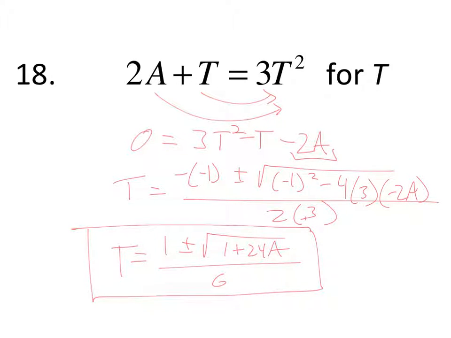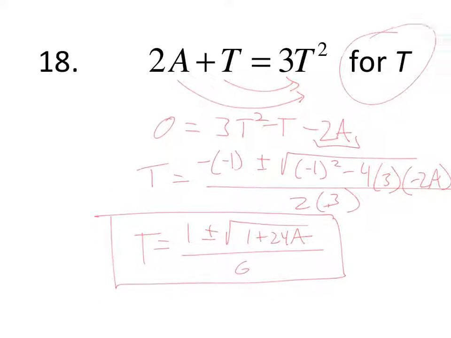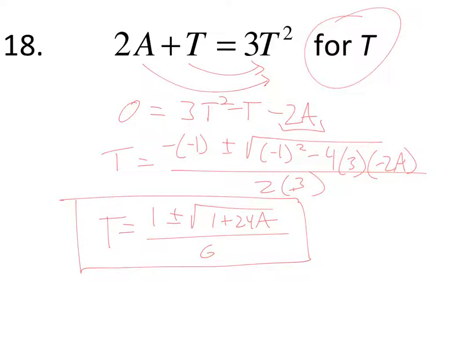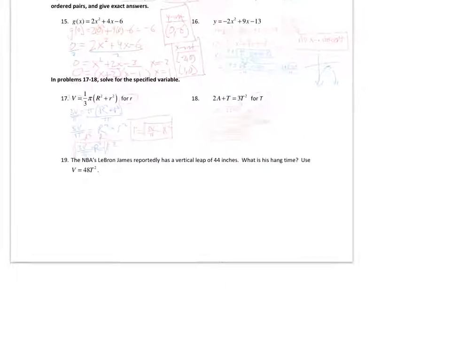Okay? So we're just asked to solve for t. We're not going to get a number for it because that a is not going anywhere. It's not going away. So we've got to leave it there.